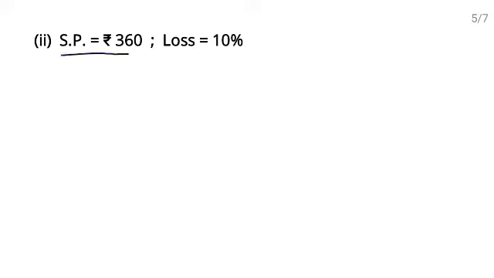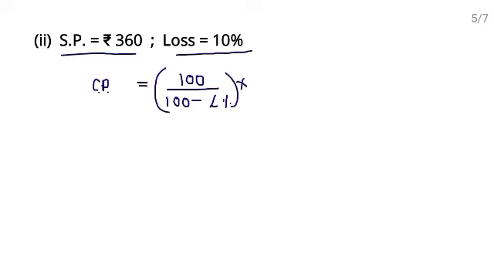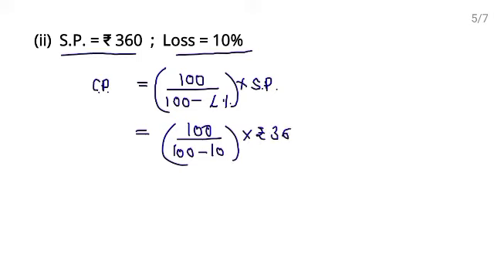Now the next part, selling price is given and loss percent is also given and they are asking cost price. Cost price is equals to 100 upon 100 minus loss percent, loss is given so minus sign will be there. Multiply this whole by selling price. Clear? Now put the values. 100 upon 100 minus loss percent is 10 multiply selling price is rupees 360.